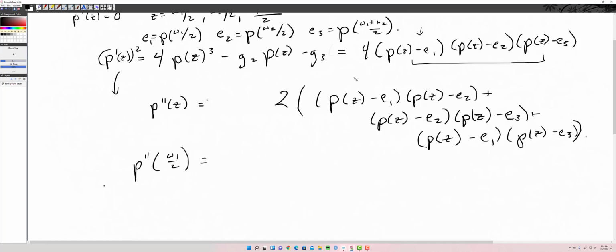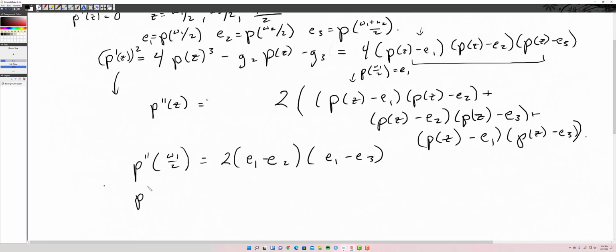So here, it's going to give me P of omega 1 over 2. But what is that? That's E1. So this entire double term here is going to be 0. Same with this one. And I'm going to be left with 2 times E1 minus E2. This is the only one that survives. Minus E2 times E1 minus E3.